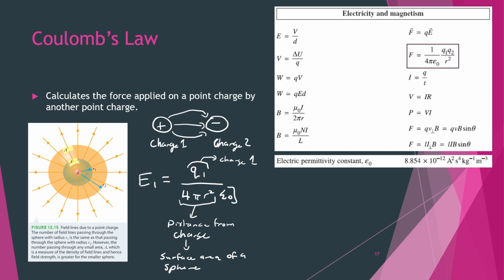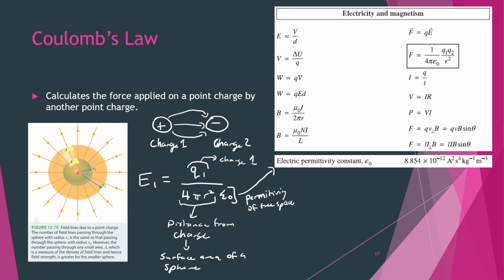And finally, we have epsilon naught here, which is the electric permittivity constant, also known as the permittivity of free space. For the moment, all we need to know about this term is that it is essentially here to make sure that all variables are able to relate to each other and actually work in the equation. It essentially is a constant.